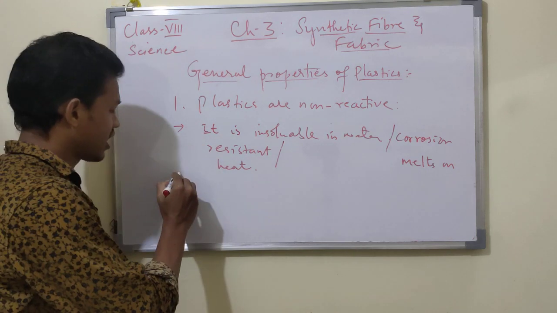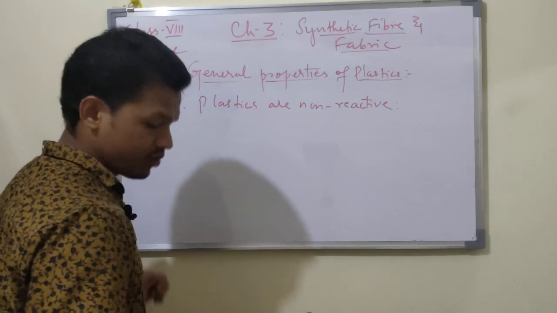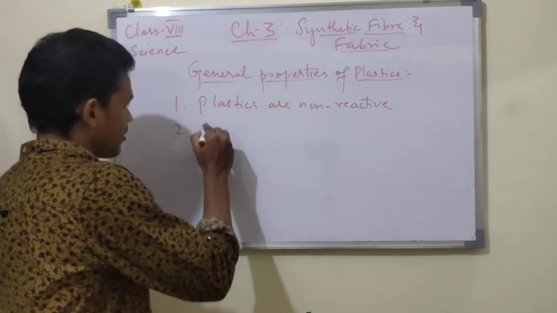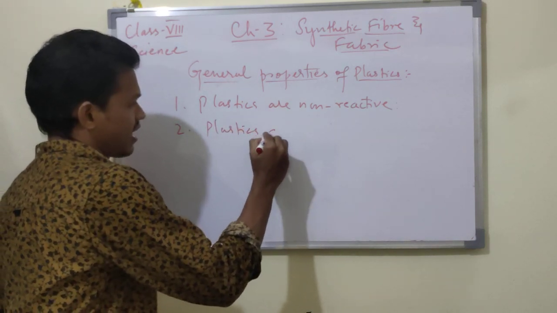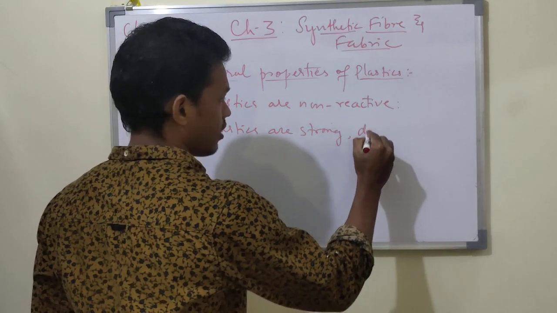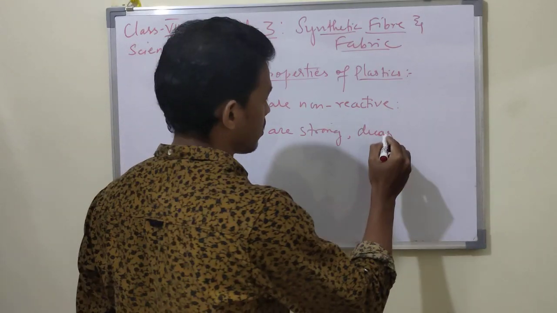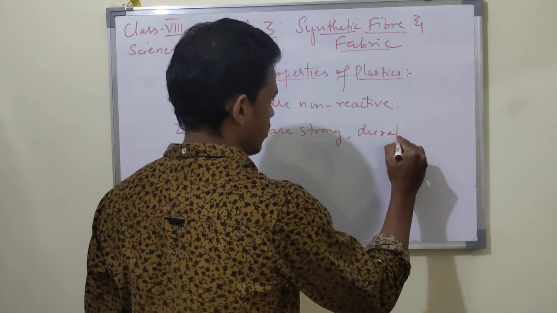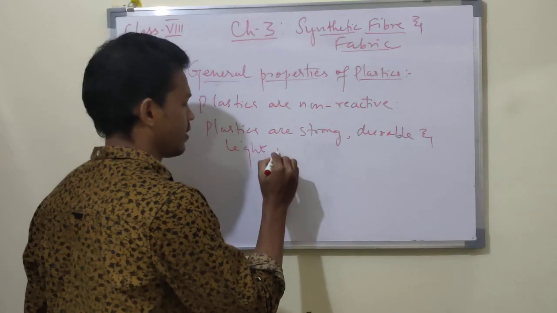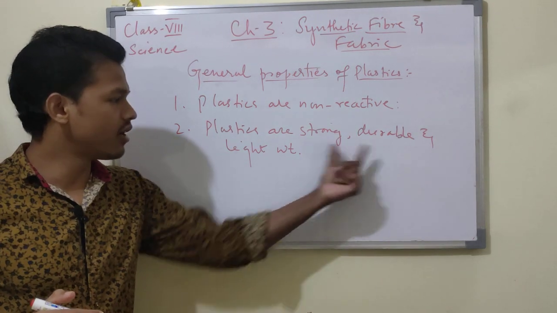Next, what is the second one? The second property is that plastics are strong, durable and lightweight. So plastics are strong, durable and lightweight.